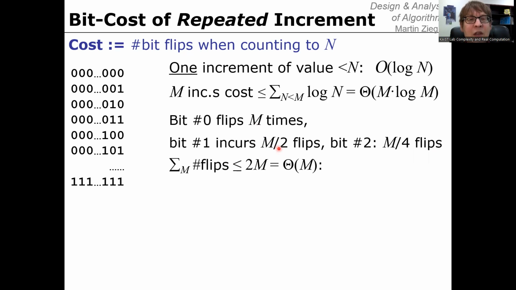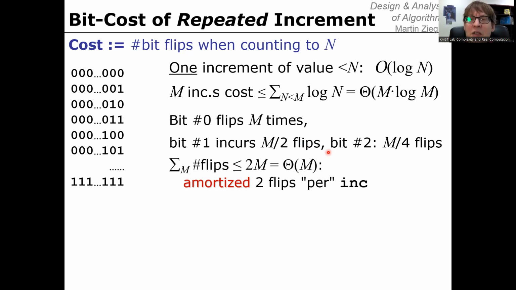M plus half m plus 1/4 m, and so on. That's 2 times m. So that's constant times m for the entire sequence of m increment operations. And now amortizing that cost 2 times m over the m increment operations means that the amortized cost per single increment operation is 2 bit flips.